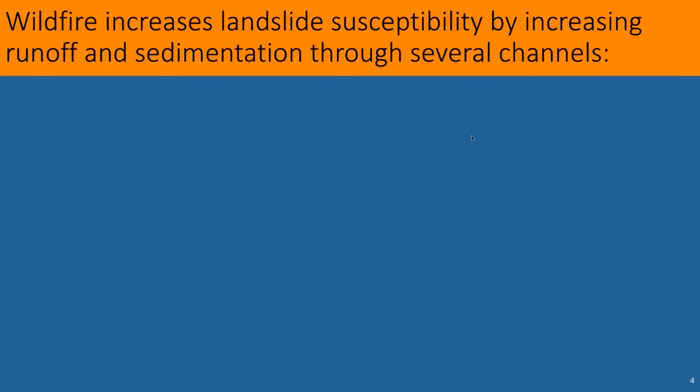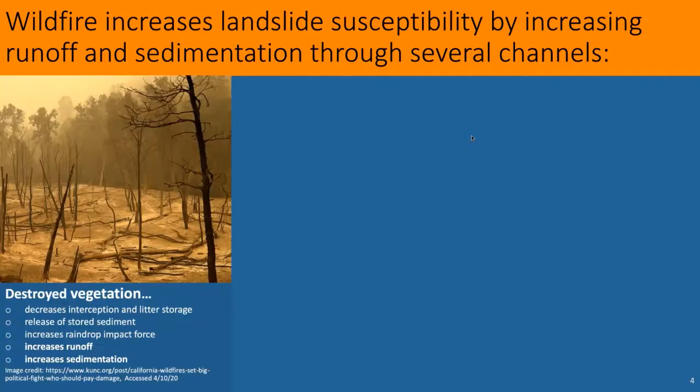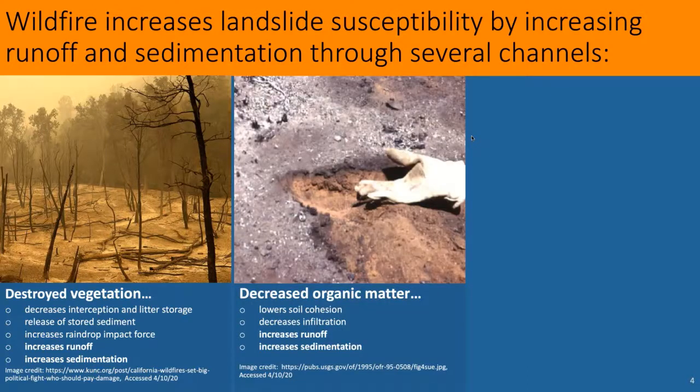And so wildfire increases landslide susceptibility in a couple of different sort of physical ways. So first off, fire destroys vegetation that decreases kind of interception and litter storage, and also releases sediment that's kind of stored behind trunks of vegetation. And because there's no canopy, it increases the raindrop impact force. And in addition, fire can burn off some of the organic matter in soil, which lowers the soil cohesion and decreases infiltration at the same time.